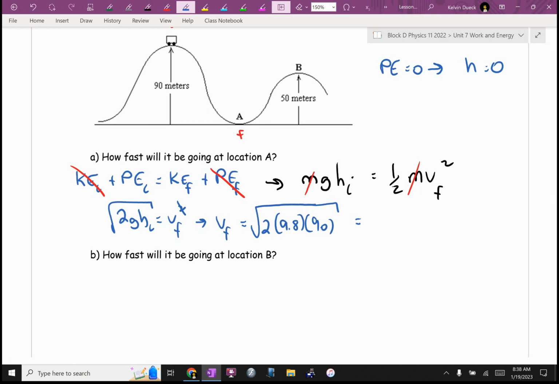Does it work out evenly? It might. I'm doing some quick math in my head here. I think everything ends up being a perfect square inside there, so I think it should square root evenly. I don't know what the answer is. Sorry? Do me a favor. Could you multiply that by 3.6? How fast is that in kilometers per hour?